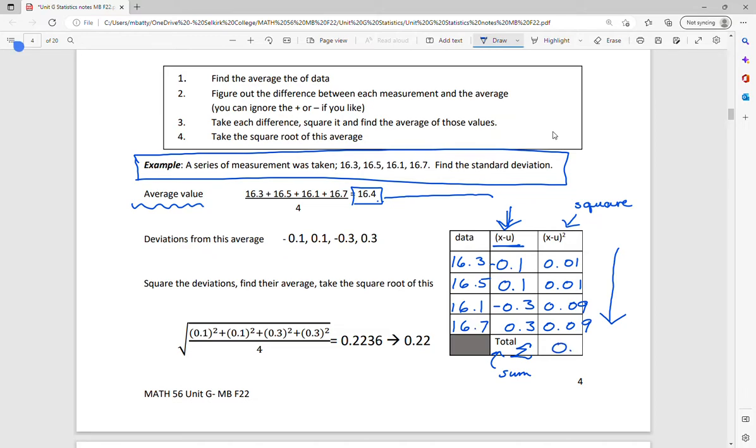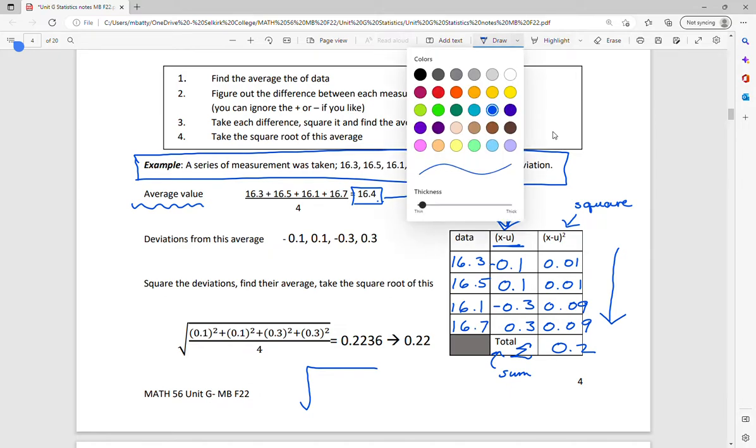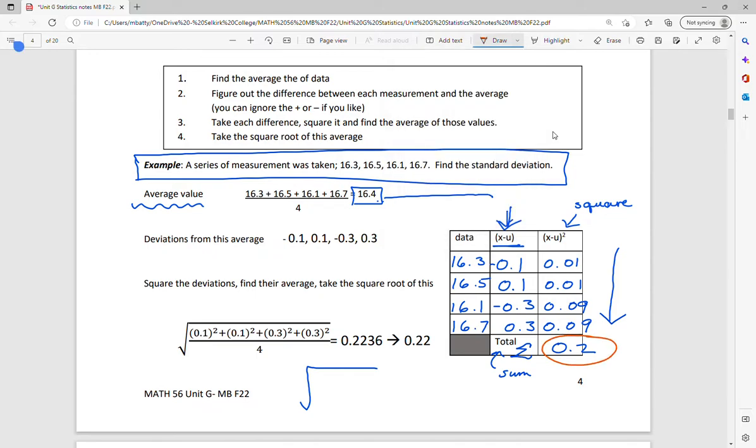So I've got 0.2. So on my calculator, what I do is take the square root. That was something in the original formula I didn't mention. I'm going to take the number that I added up in my chart, so 0.2, and divide it by the number in my sample, which is 4. And this on my calculator is much easier to do than the entire formula. So when I do this, I get a final answer of 0.2236 on my calculator, or rounding it to 2 decimal places gives me my standard deviation of 0.22.